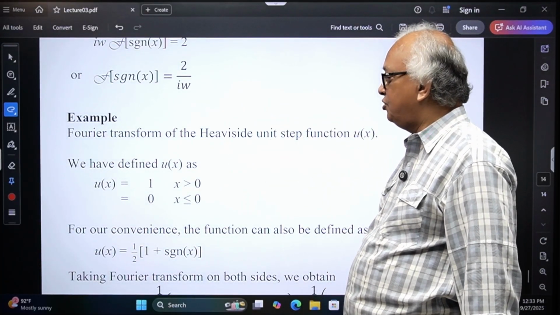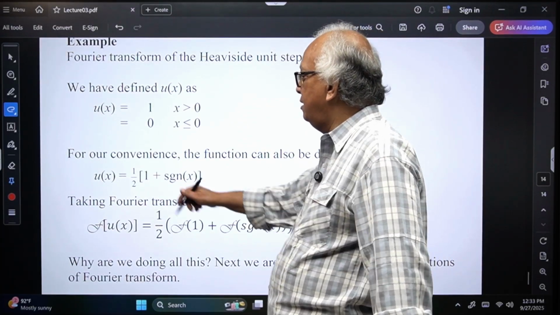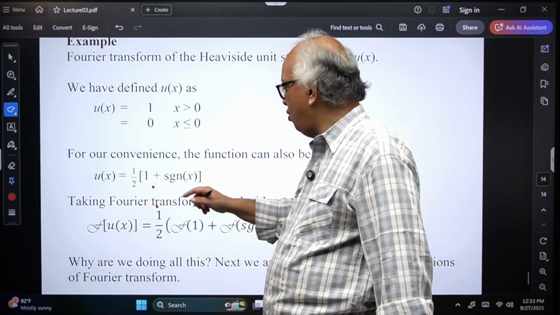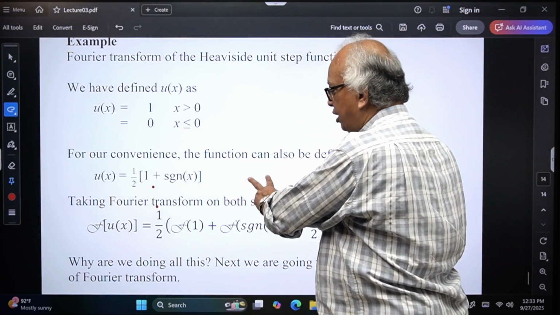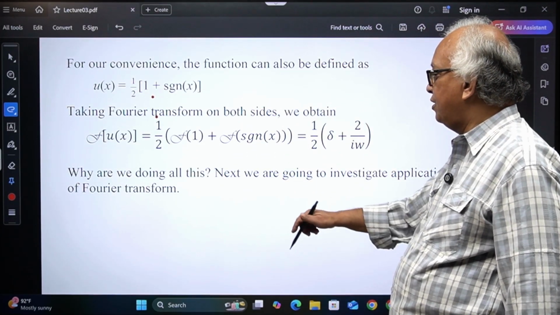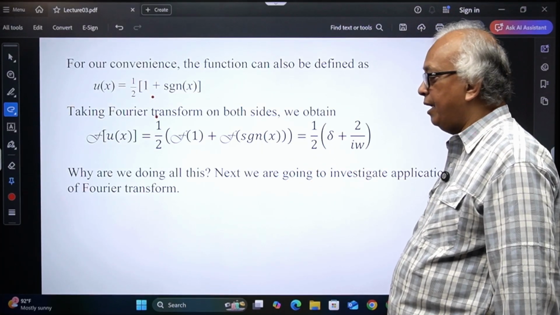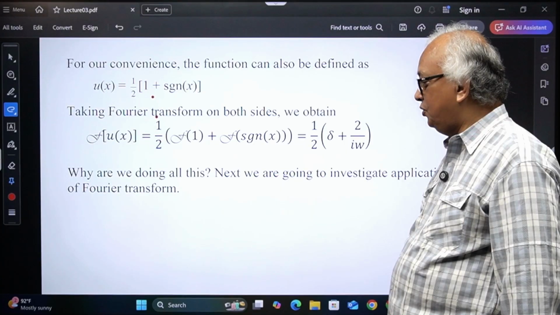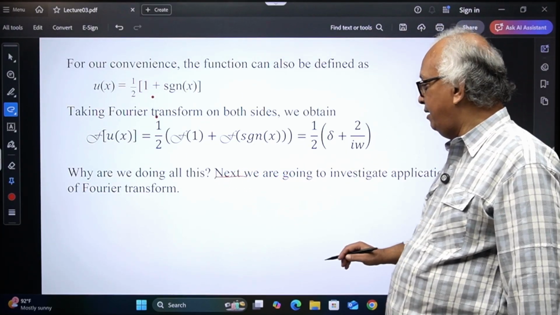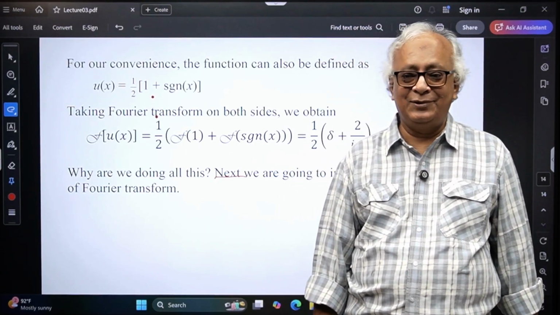Finally, the Fourier transform of the Heaviside function U. The Heaviside function is defined as this. We redefine the Heaviside function as half of 1 plus the signum function. Then taking the Fourier transform on both sides, the Fourier transform of the Heaviside function is half of delta plus 2 by iw. Why are we doing all this? Next, we are going into the investigation of applications of Fourier transform. Thank you very much.